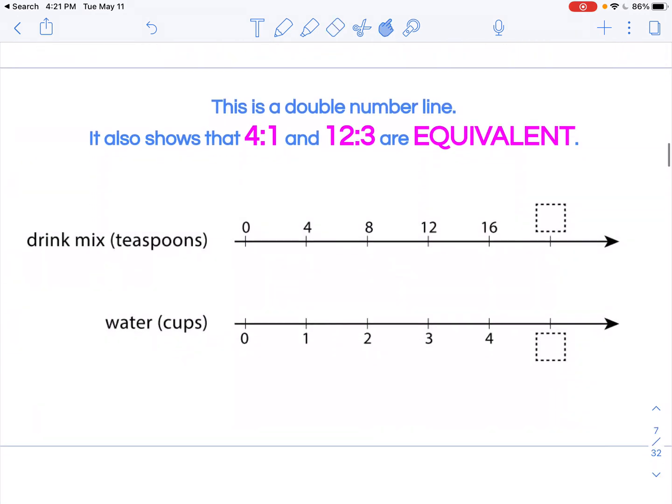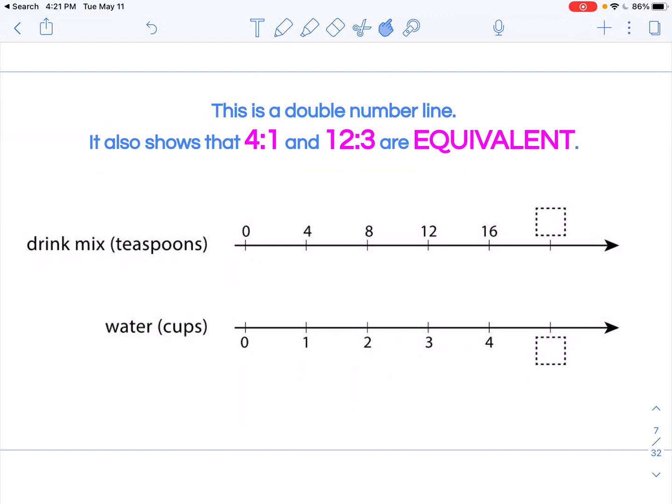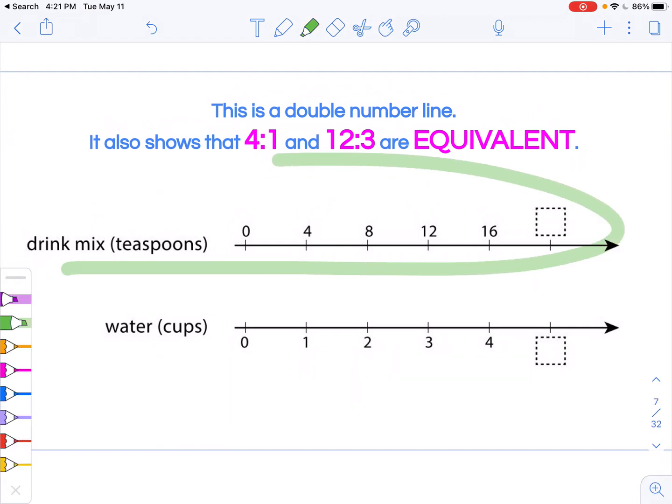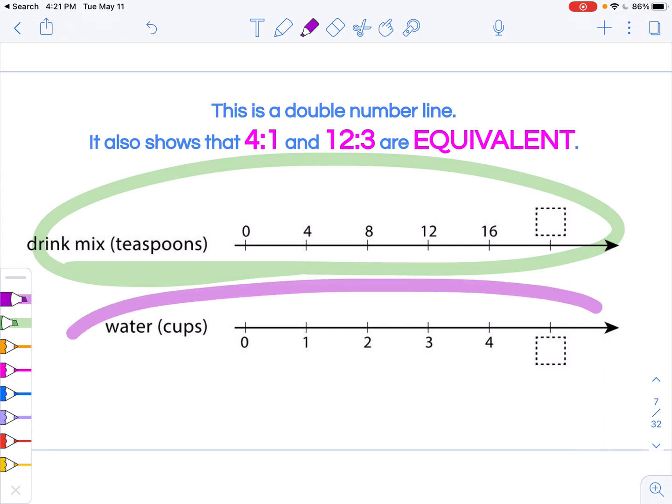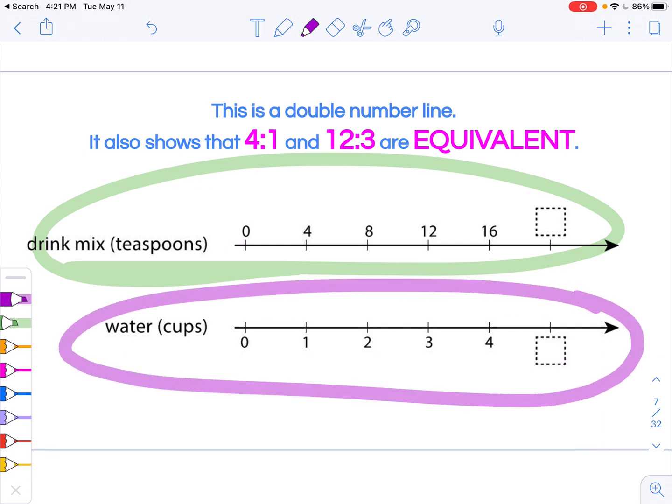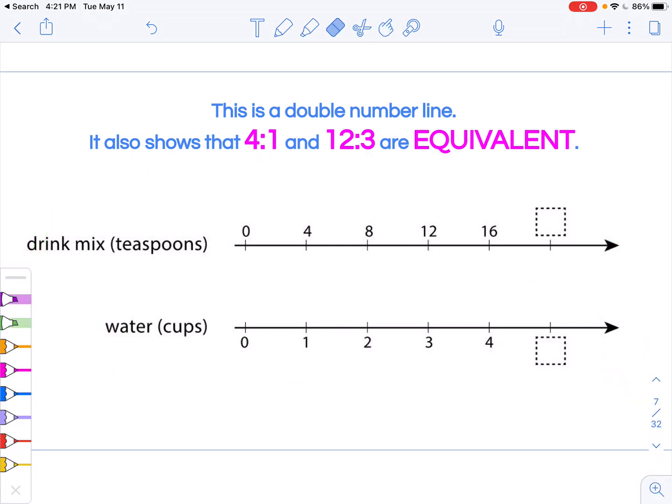All right. This is a double number line. It's a double number line because there's 1 number line on the top and there's 1 number line on the bottom. So that's the double. It also shows that 4 to 1 and 12 to 3 are equivalent. Let's look at where that is. Here's 4 to 1. Notice that the 4 and the 1 are directly above and below each other. It shows that 12 to 3 is equivalent to 4 to 1 because they're still directly above each other.